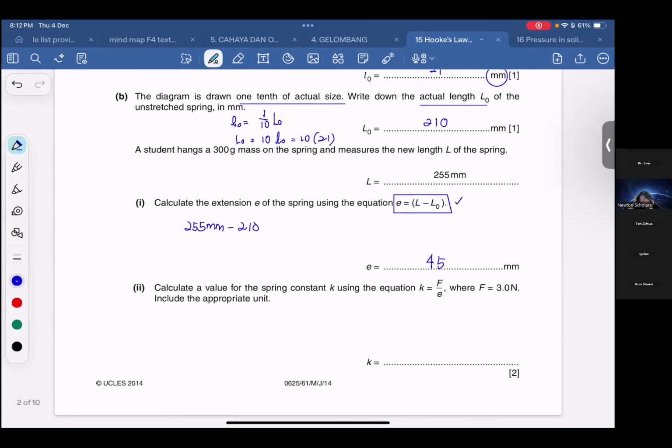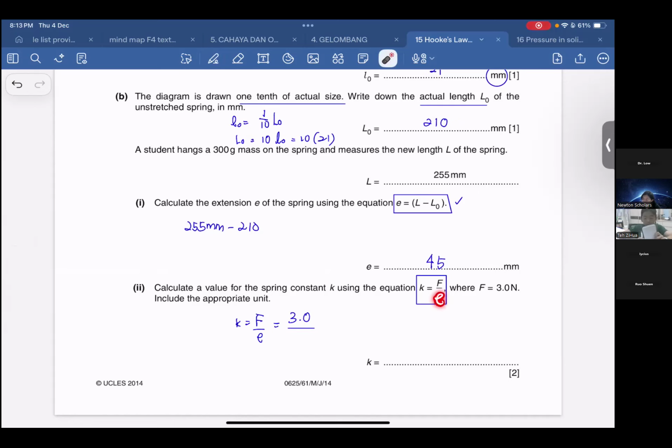Okay, calculate a value for the spring constant k. They give you the formula, so we just use it. k equals F over e, where F is 3.0 Newton. They give everything, so we just find 3.0 for the F. What is your e? You need to find where is your e. Just now, here is e. So we are using 3.0 divided by 45. Can you guys tell me what is the answer we should write here? Do the calculation and then tell me.